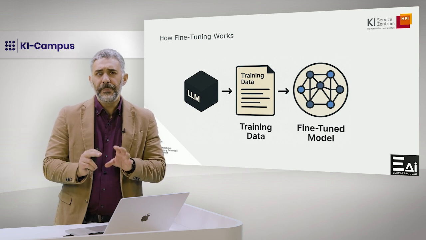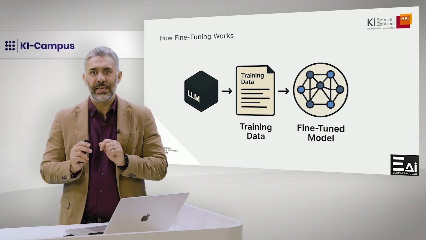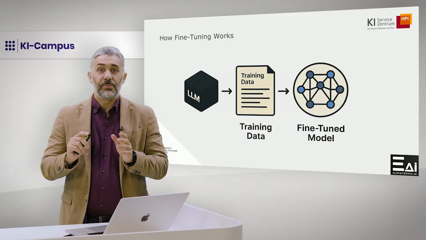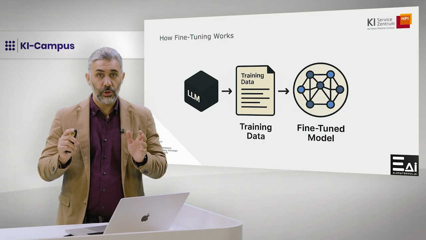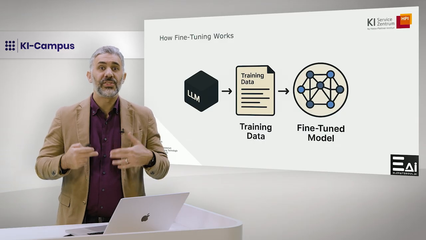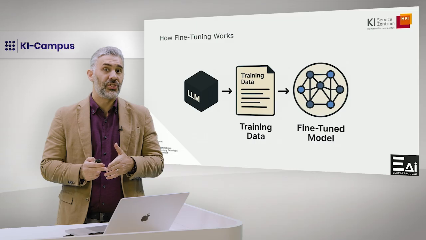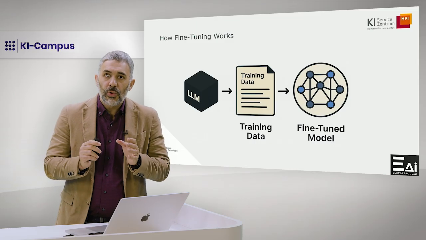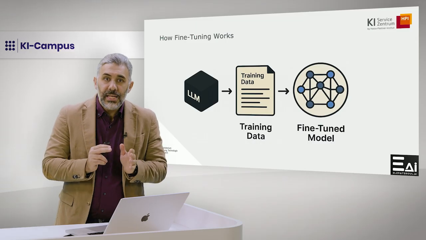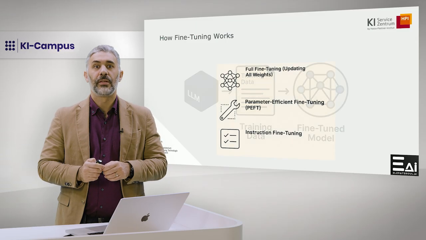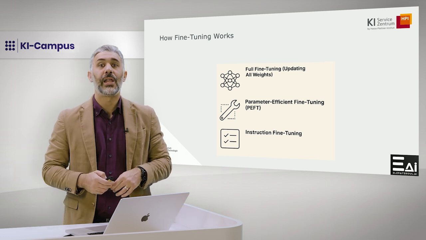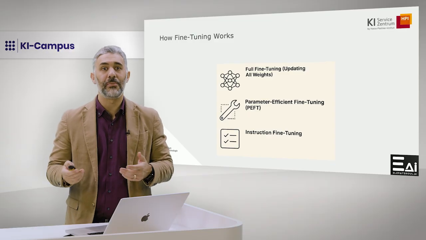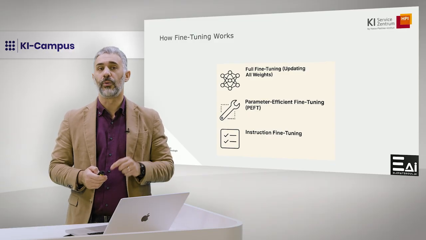And third, update the model's weights slightly. Instead of learning everything from scratch, the model makes small adjustments that shift its behavior toward the target domain or workflow. Because the model already knows general language, even a relatively small amount of data, sometimes just hundreds or a few thousand examples, can meaningfully shape its behavior. Modern LLM workflows rely on several techniques, each with different trade-offs in cost, data requirements, and control. Here are a few of the important ones.